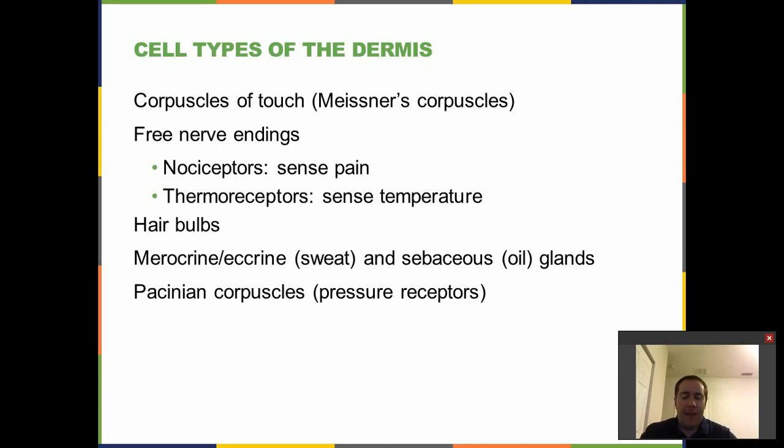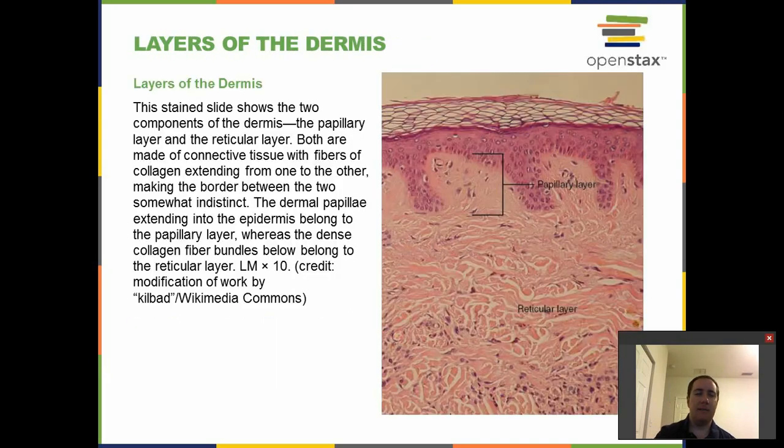Also in the skin, in the dermis, we have a hair bulb. This is where we're going to make our hair. We'll see more about this later on. Hair bulb is not a type of cell, but we have several different types of cells that make up the hair bulb. And then we have glands. We'll talk about each individual gland later on, but we have three primary ones. We have merocrine and eccrine glands, which are sweat glands, and sebaceous glands, which are oil glands.